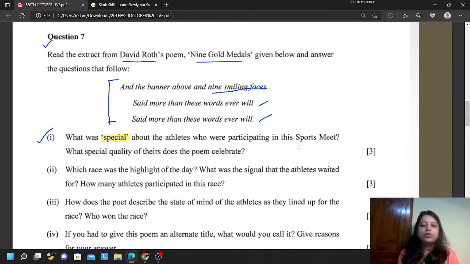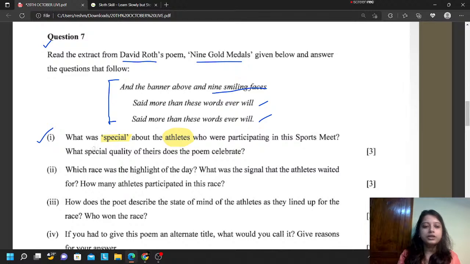What was special about the athletes who were participating in this sports meet? Of course, this Olympic Games was actually for the differently abled athletes. That means those who were special, differently abled, or you can say the special kind of people. We have to be very particular about what words we are using. We cannot use defects.